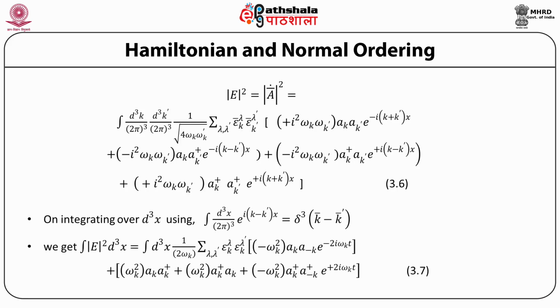On integrating over d cubed x and using the fact that the integral over d cubed x over 2 pi cubed of exponential i k minus k prime x is equal to delta cubed of k minus k prime, we get E vector squared integrated over d cubed x is equal to d cubed k over 1 over 2 omega k, epsilon k lambda times epsilon k lambda prime, summation over lambda lambda prime, times minus omega k squared times a k a minus k term plus omega k squared times a k a k dagger term plus omega k squared times a k dagger a k term minus omega k squared times a k dagger a minus k dagger term.